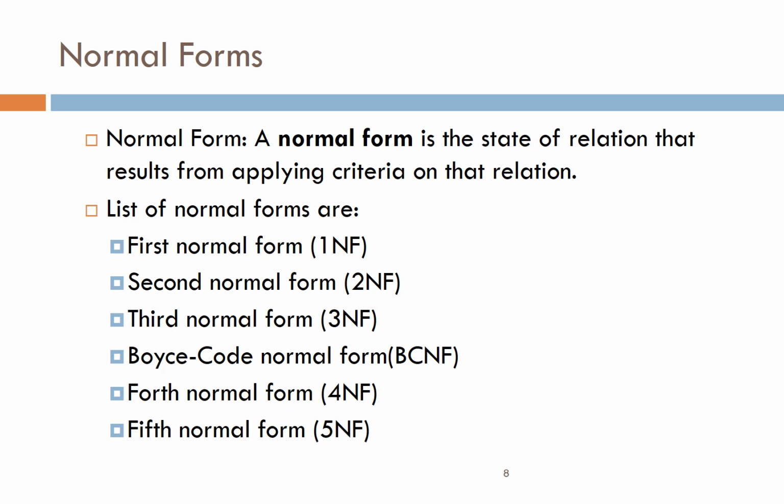So the list of normal forms, as I said earlier, are first normal form, in short 1NF. Second normal form is 2NF. Third normal form is 3NF. There is a variation of 3NF known as Boyce-Codd normal form, and the short form is BCNF. Then fourth normal form is 4NF, and fifth normal form is 5NF.